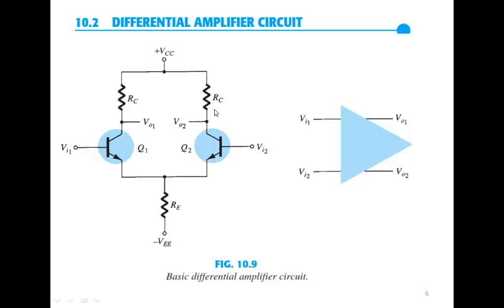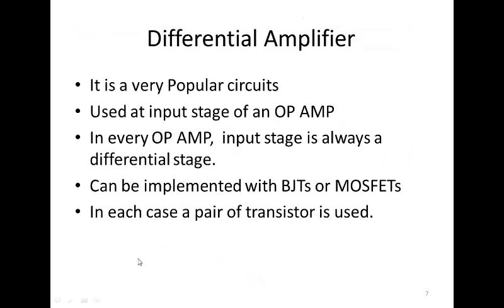These two branches are identical, and the emitters of both transistors are connected to a common point and a common resistance. Then we connect two power supplies, one plus VCC and the other minus VEE. This differential amplifier is a very popular circuit used at the input stage of an op-amp. In every op-amp, the input stage is always a differential stage, and it can be implemented with either BJTs or MOSFETs; in each case a pair of transistors is used.